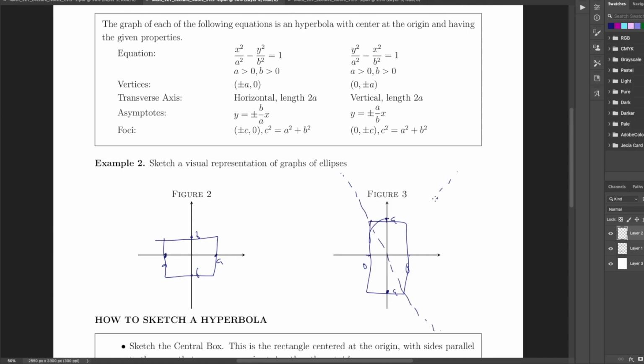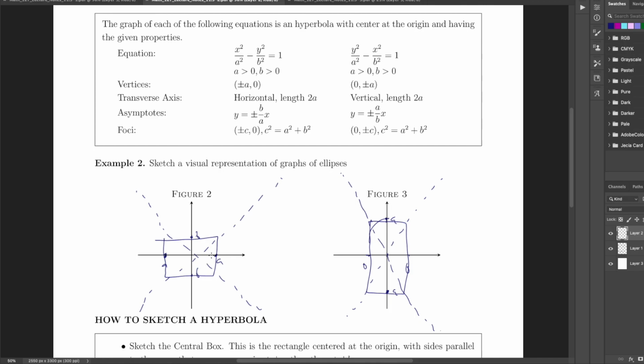Notice that this line right here will be y equals plus or minus B over A, or A over B for the other one. Here we have rise over run: rise of A and run of B for one, and rise of B and run of A for the other, so we get the same one.